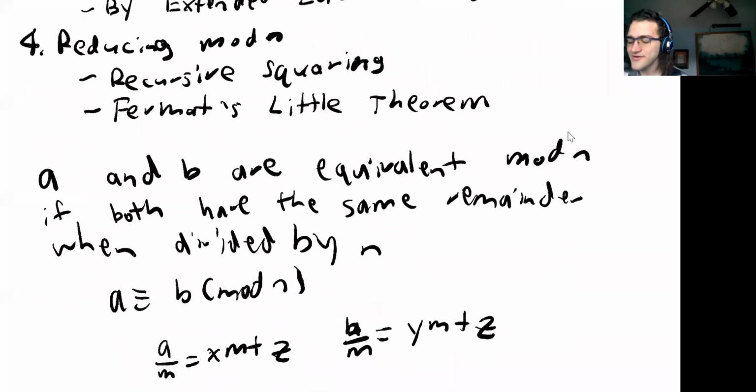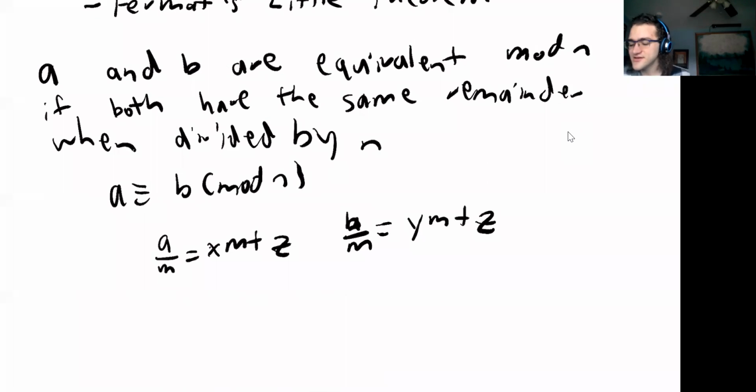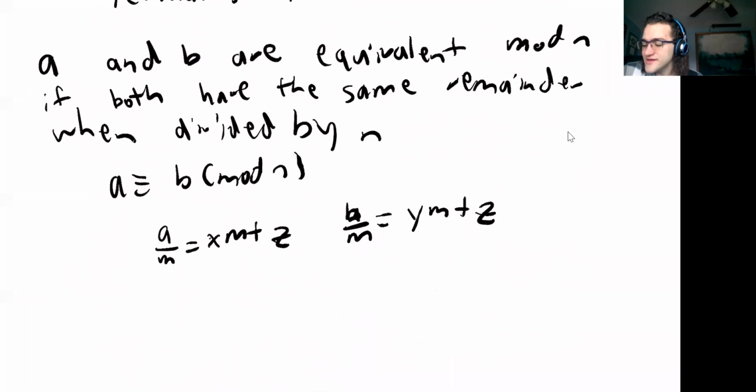So let's go ahead and define what mod is. We say that A and B are equivalent mod n if they both have the same remainder when divided by n. We write this as A is equivalent to B mod n. What we're really saying is, suppose that when I divide A by m, I get some xm plus z, and when I divide B by m, I get some ym plus z. It's okay for y and x to be different, but we have to have the same remainder z.